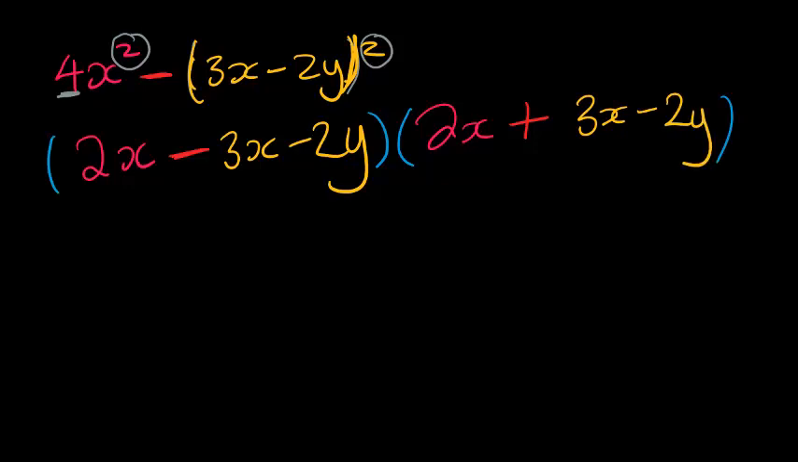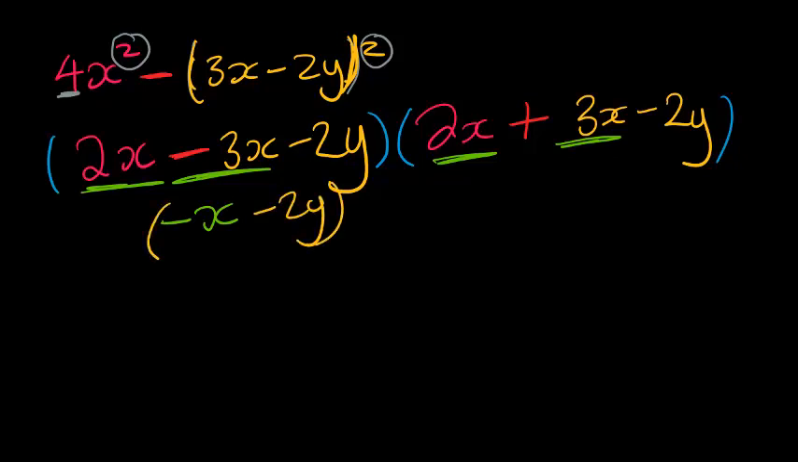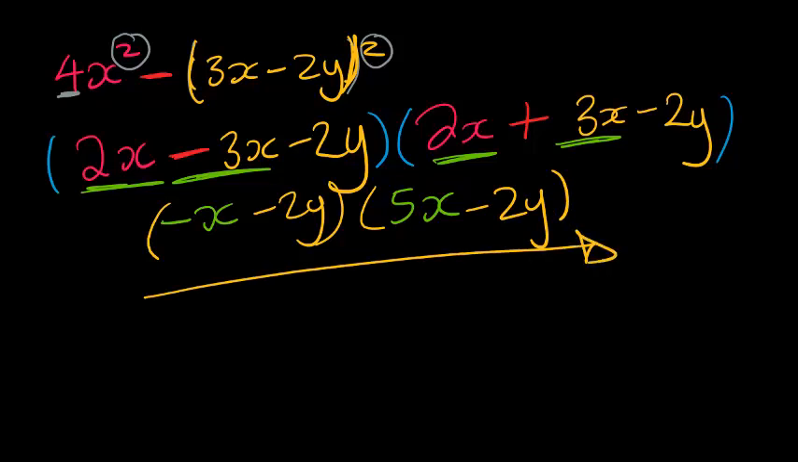Now we are going to look at like terms. So 2x and 3x go together. So 2x minus 3x gives me minus x minus 2y in my first bracket. And in my second bracket, I have got 2x plus 3x. That gives me 5x minus 2y in my second bracket. And that is my final answer.